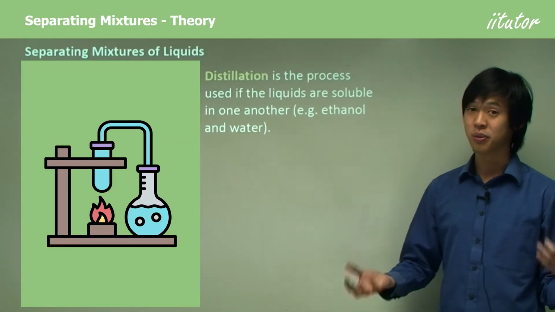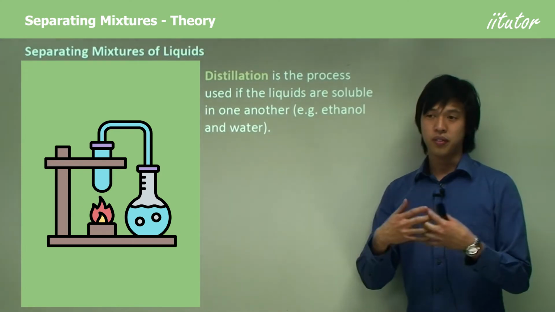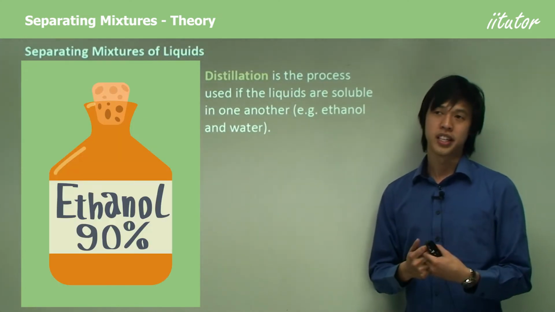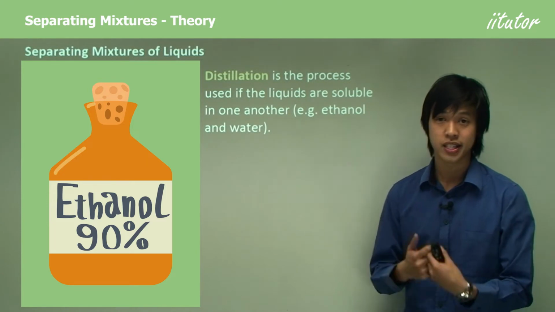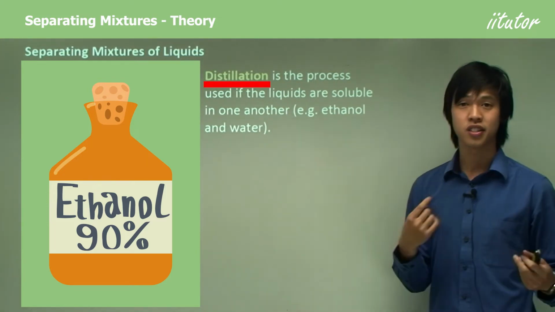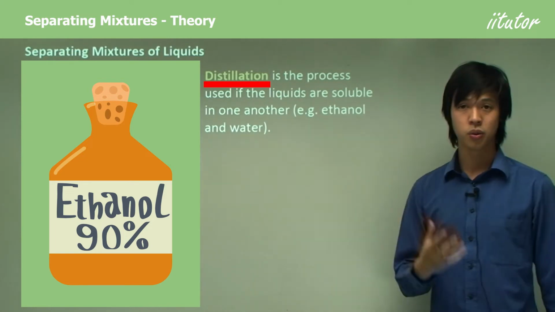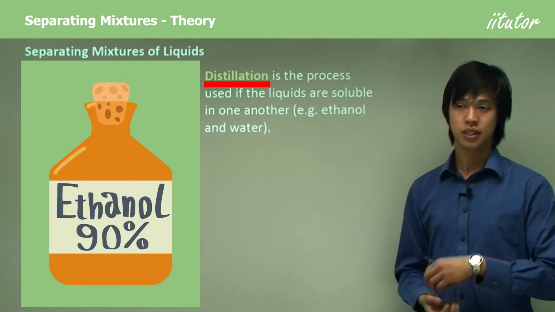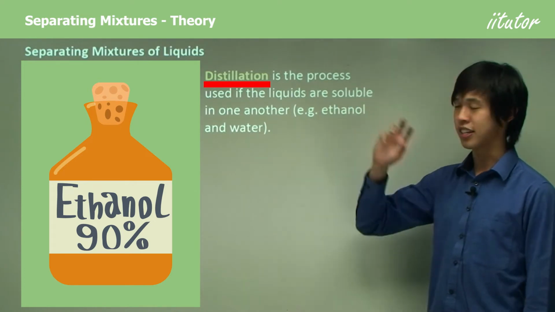What if we have two liquids that are mixed together? Then we have another issue. We've got, say, ethanol and water, which are always together. So they mix together, and how do we separate them? Well, we can use a thing called distillation, and this works if the two liquids are soluble in one another. For instance, ethanol and water are soluble in one another, so they'll dissolve in one another. So we can use distillation to separate them.